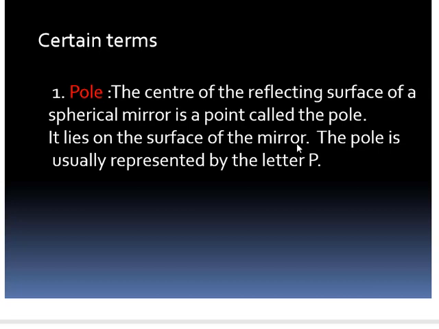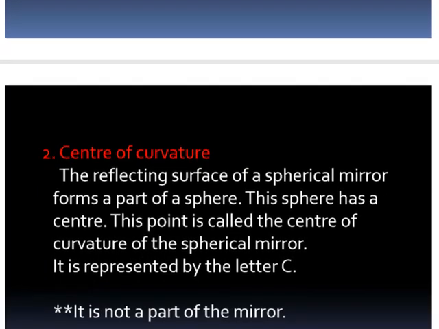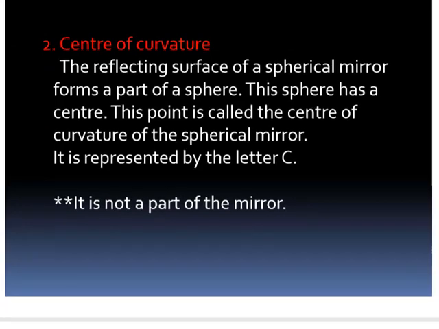It lies in the surface of the mirror. The pole is usually represented by the letter P, as I explained just now. Now, the next term is center of curvature. The reflecting surface of a spherical mirror forms a part of a sphere. This sphere has a center. This point is called the center of curvature of the spherical mirror. It is represented by the letter C.